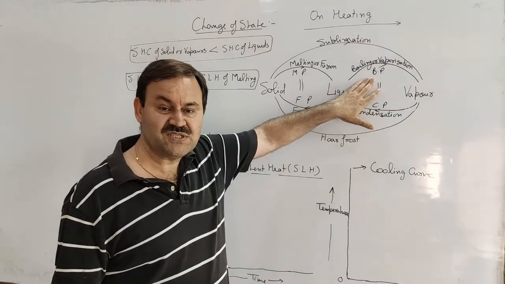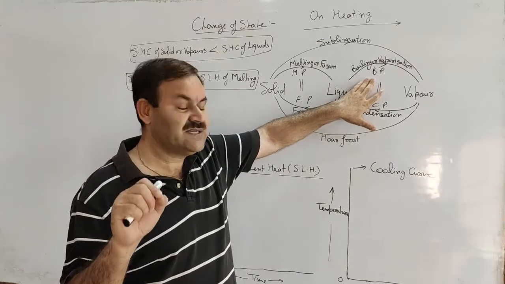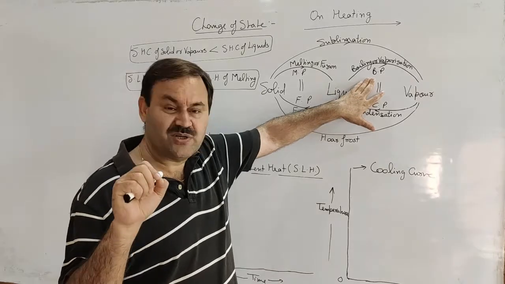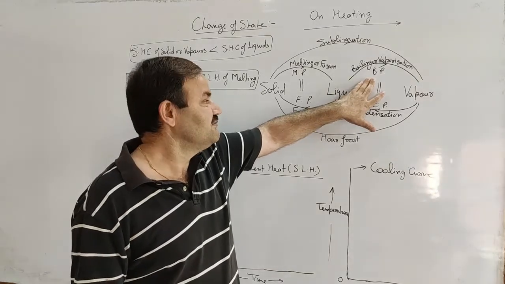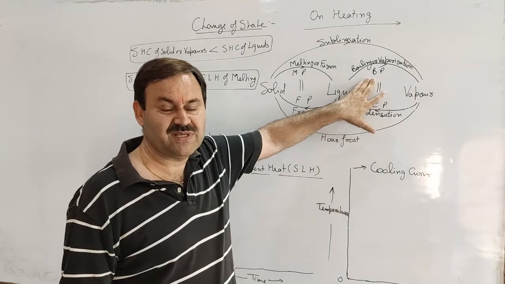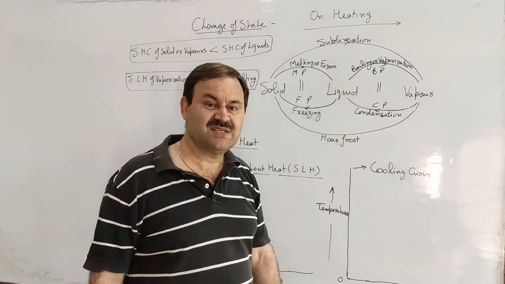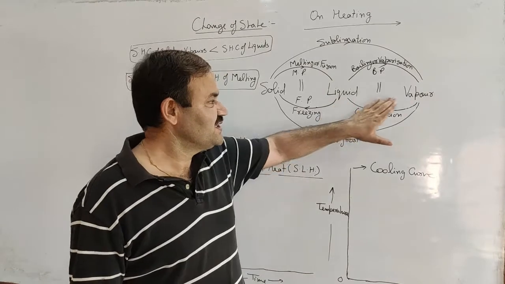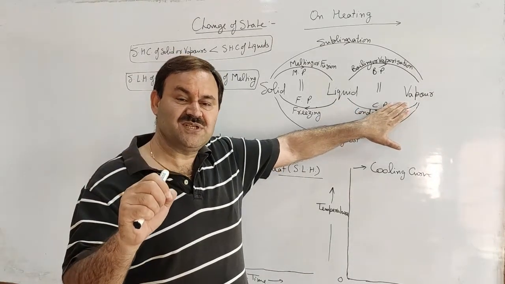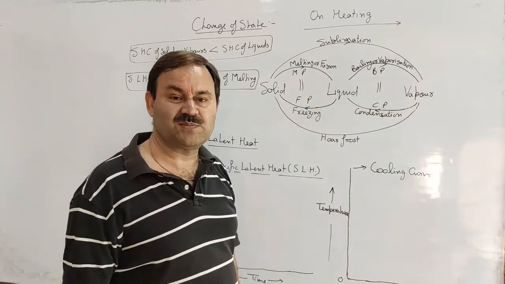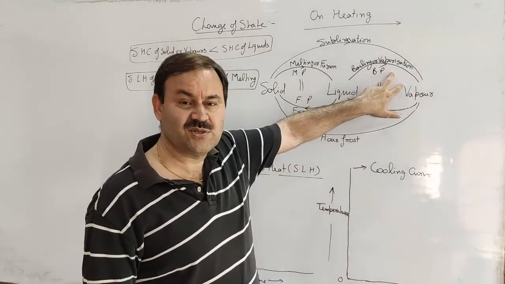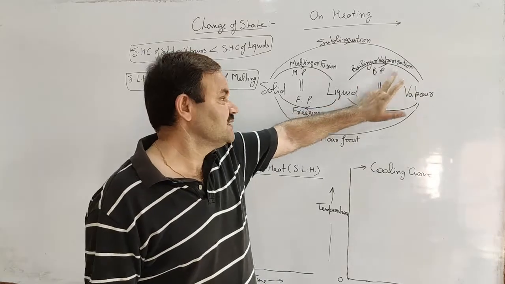The constant temperature at which a liquid will change into its vapor state by continuous absorption of heat will be called its boiling point or vaporization point, while the process in which a liquid changes into its vapor state at constant temperature by continuous absorption of heat is called boiling or vaporization or ebullition.